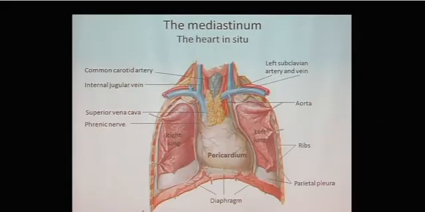Now, let me just show you this pericardium here. Remember, this is a sac that contains the heart, and you'll notice that it attaches to the diaphragm inferiorly. So this diaphragm is the primary muscle of respiration, and as you breathe in and out, your diaphragm moves. Because of this connection of the pericardium to the diaphragm, the heart actually moves when you breathe as well.